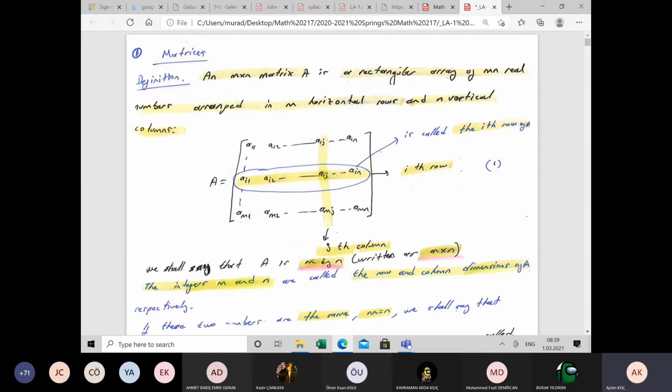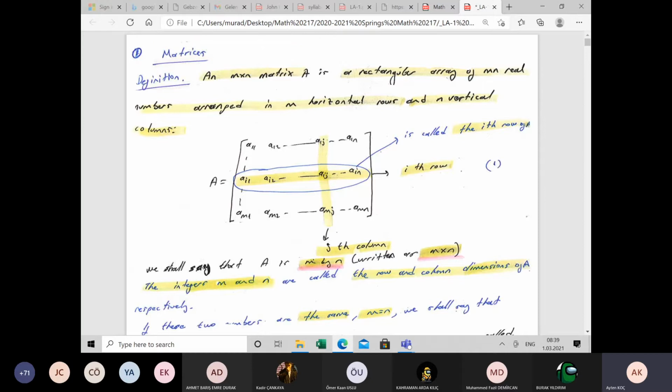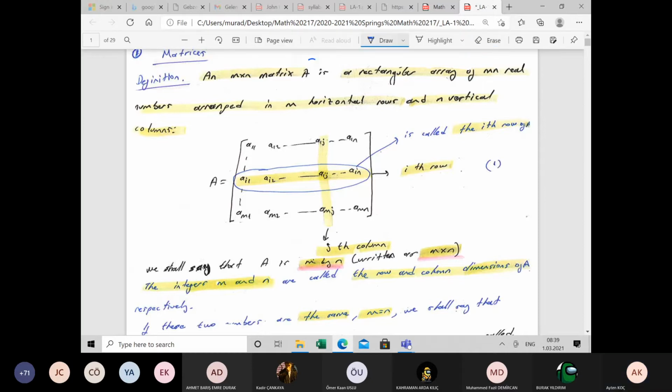What is a matrix? Take any matrix. For example, A is a matrix here. A is an m by n matrix. A is a rectangular array of m times n real numbers. It's okay. So what are m and n here? m and n are integers.